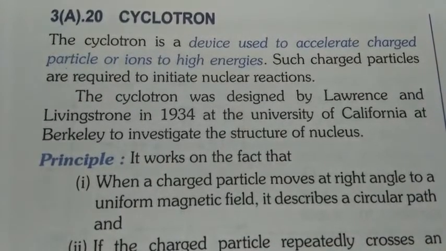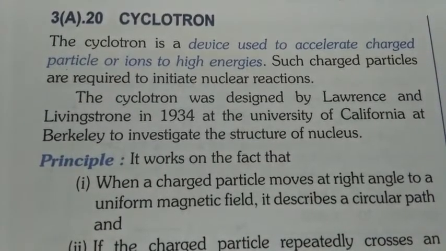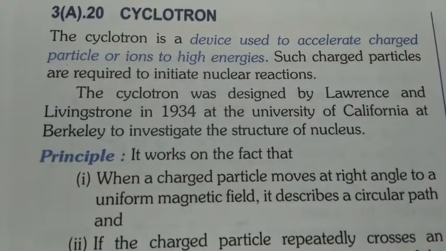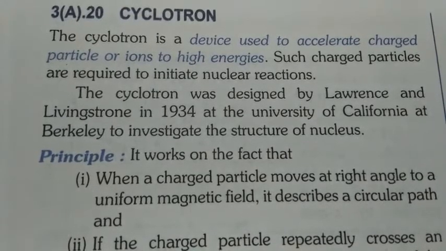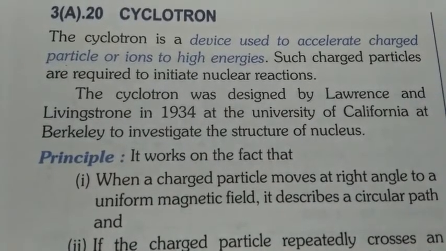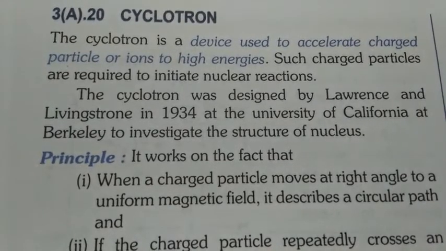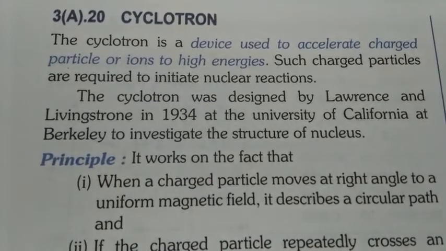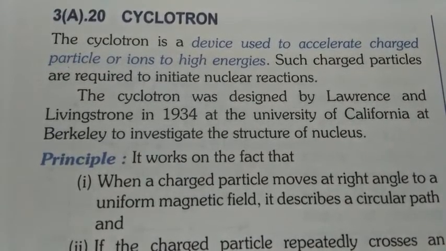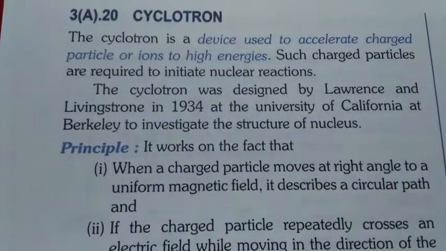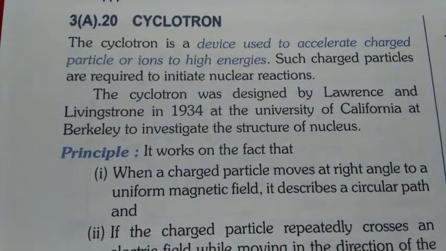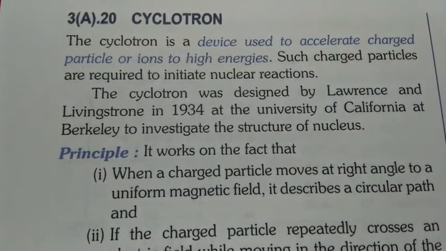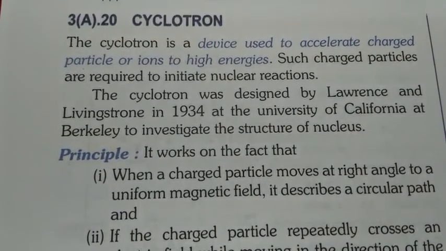The cyclotron is a device used to accelerate charged particles or ions to high energies. At some places in the medical field as well as in engineering, infrastructure, etc., we need very high energy charged particles. So how are those high energy charged particles produced? They are produced by a device which is called a cyclotron. Why is it named so? Because in that device the motion of the particle is like a cyclone. That's why it is named cyclotron.